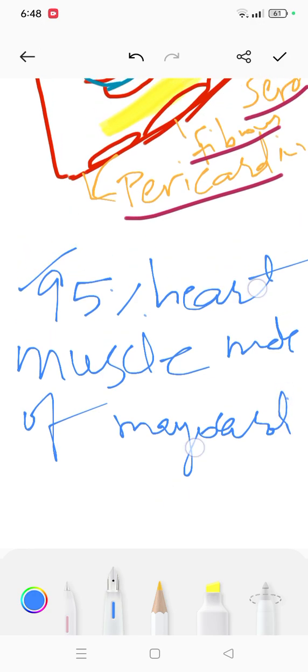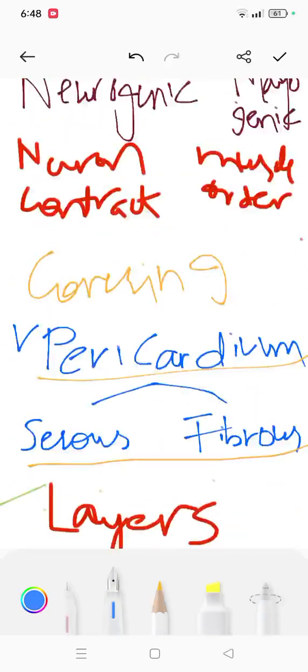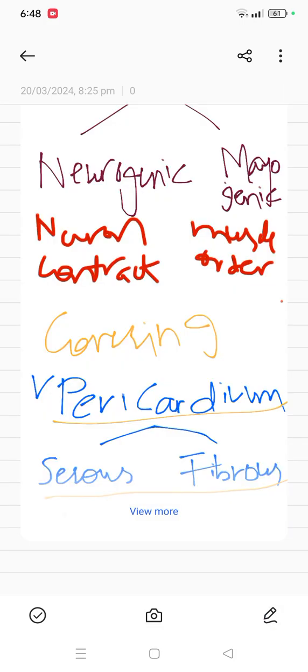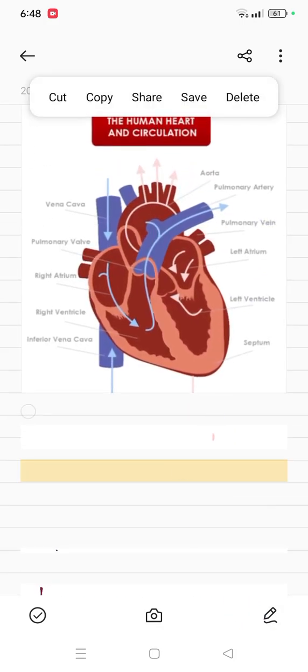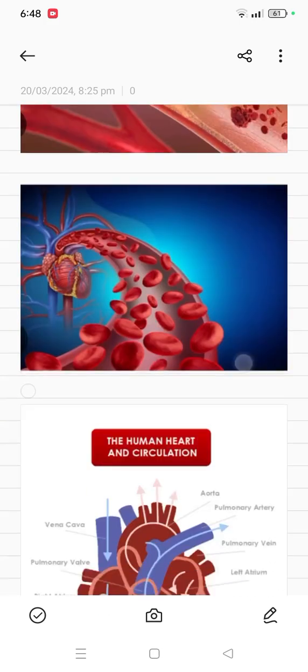So yes, this is the entire heart we discussed. This might not be visible in the picture, and this is not the right picture right now, but I will show you in an upcoming video.